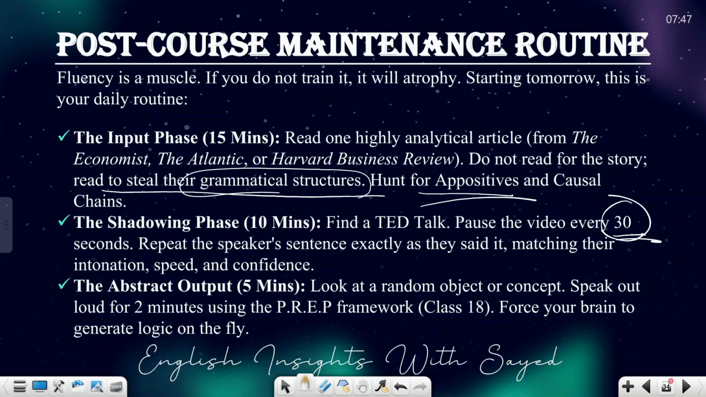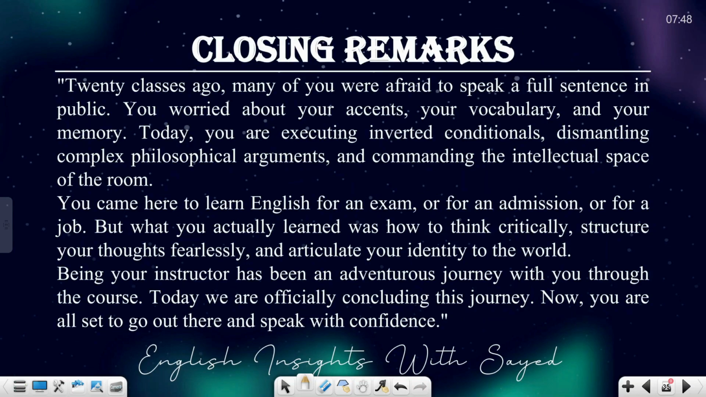Okay, the abstract output, 5 minutes. Look at a random object or concept. Speak out loud for 2 minutes using the PREP framework. Class 18 has given you this. Okay, so force your brain to generate logic on the fly.